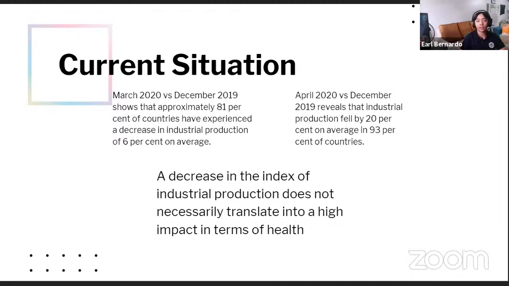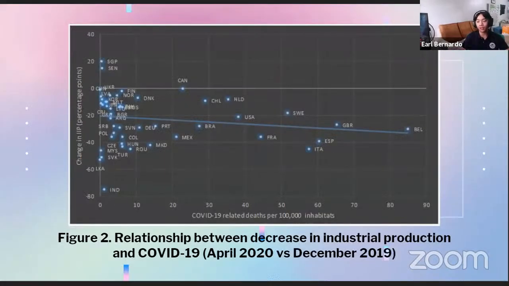This is the comparison ng data of index of industrial production. Adjusted na rin siya in terms of seasonal effects, taken into account na siya. And then, ayun nga, as said a while ago, dun sa figure 1, a decrease in the index of industrial production does not necessarily translate into high impact in terms of health, which is shown on this next figure, figure 2. This is the relationship between decrease in industrial production and COVID-19 cases or yung death rate nung per countries.